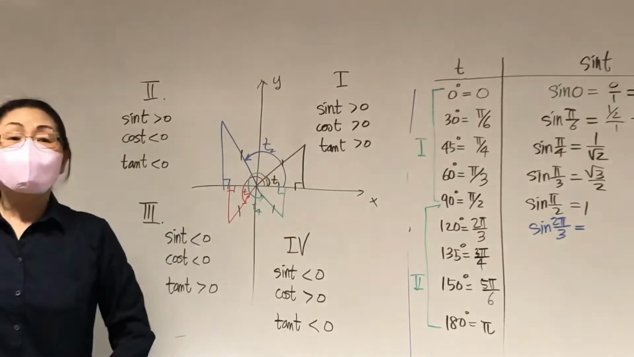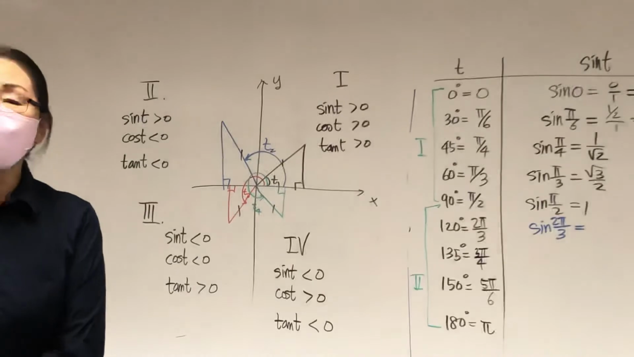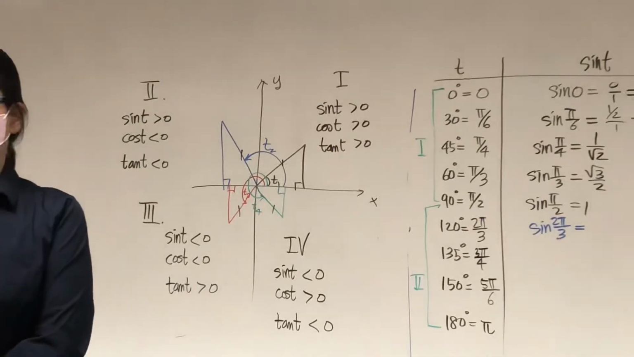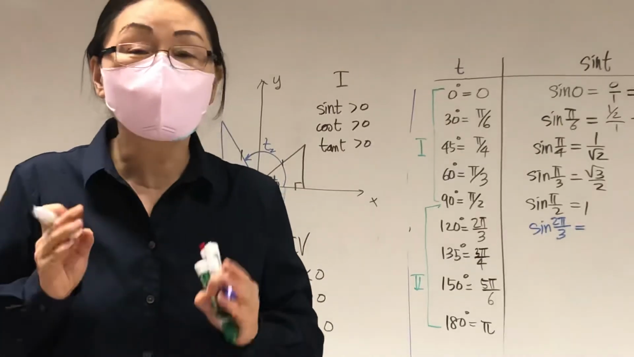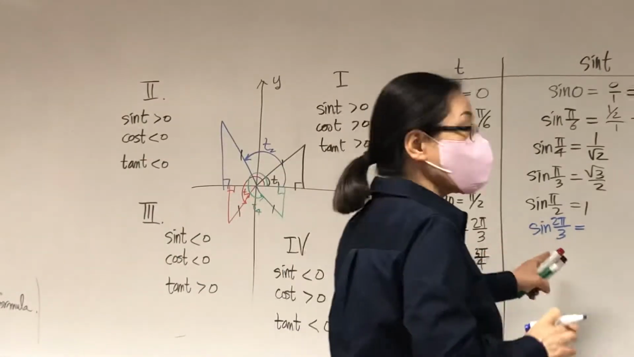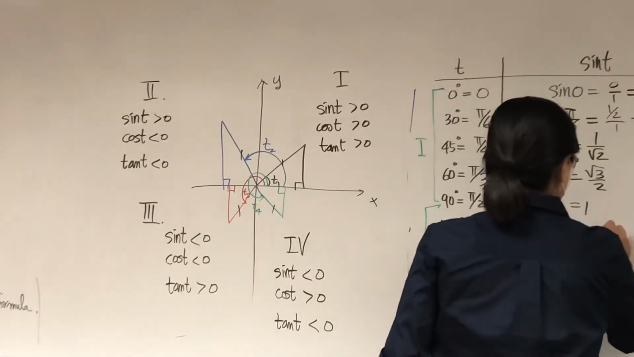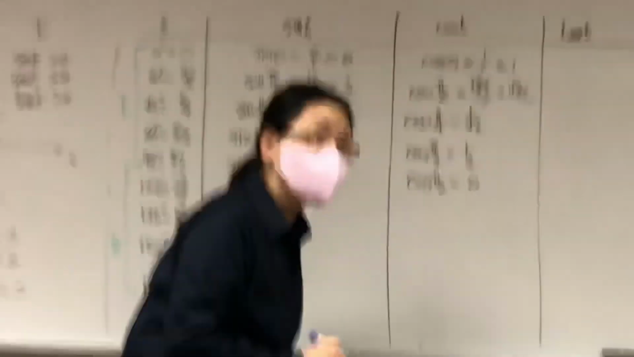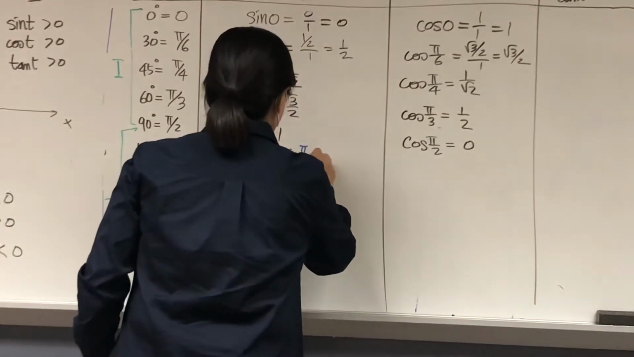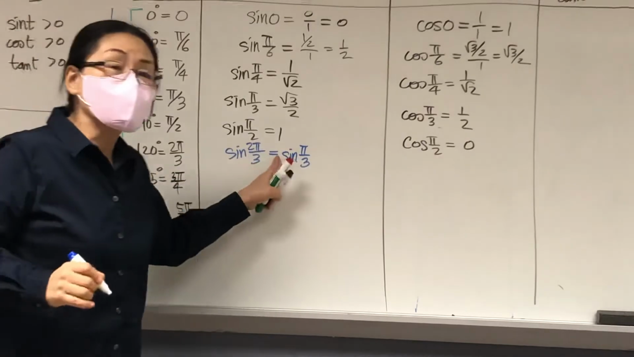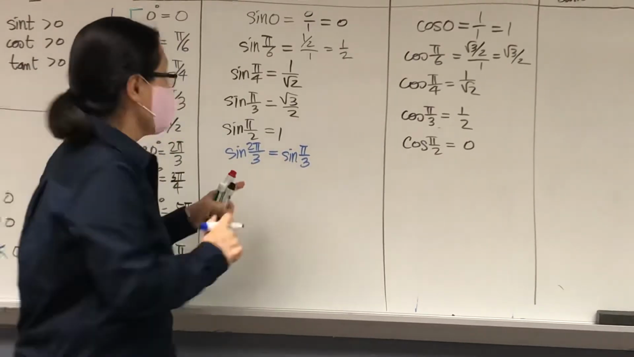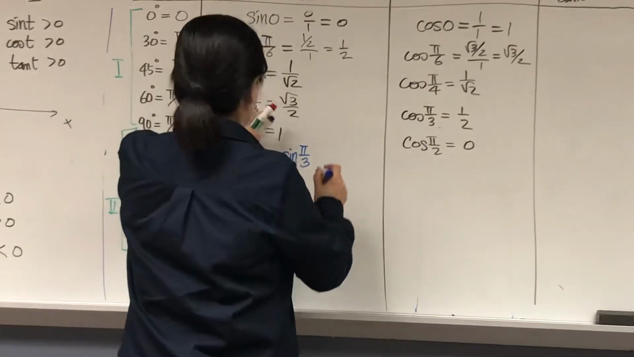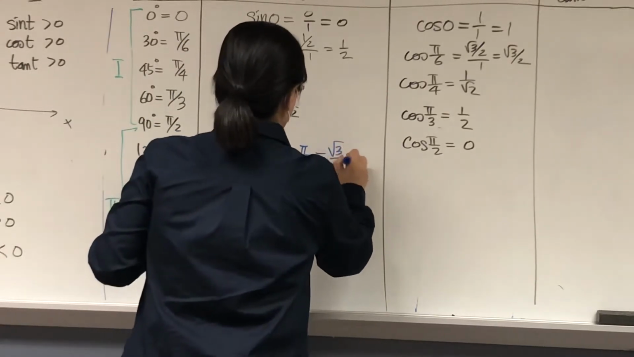Do you need a reference number or not? Reference angle. Yes, you need it. So what is your reference angle? Pi over 3, yes. And because it's positive, I don't put any negative sign. Do you understand? It's easy. So you already got it. So what is it?